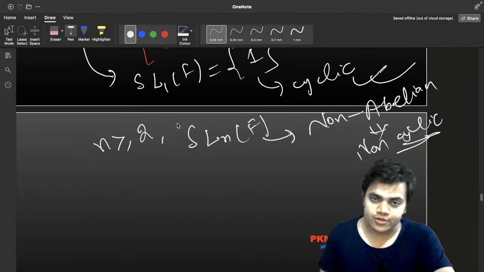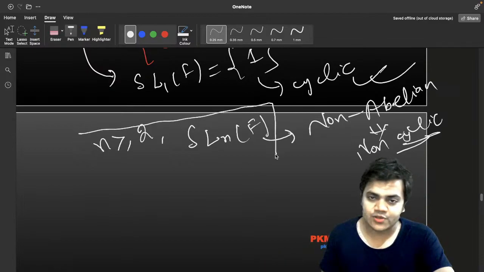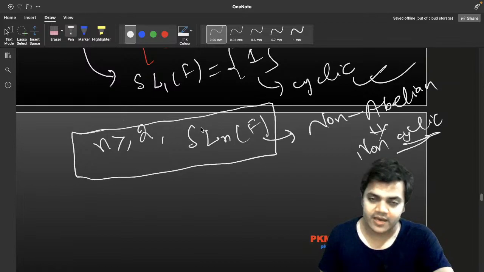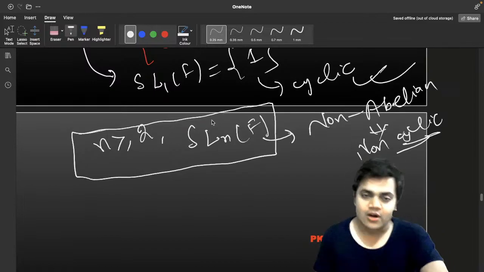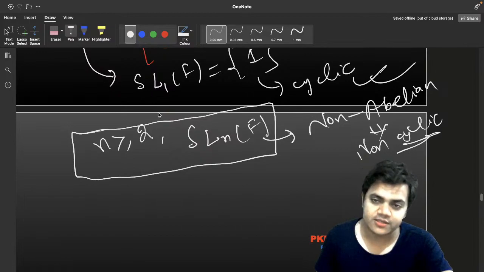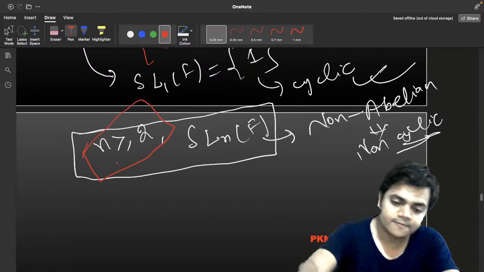So the conclusion here for SL_n(F), the special linear group of n by n matrices over the field F, is that it is non-abelian for n greater than or equal to 2 and it is abelian for n equals 1.